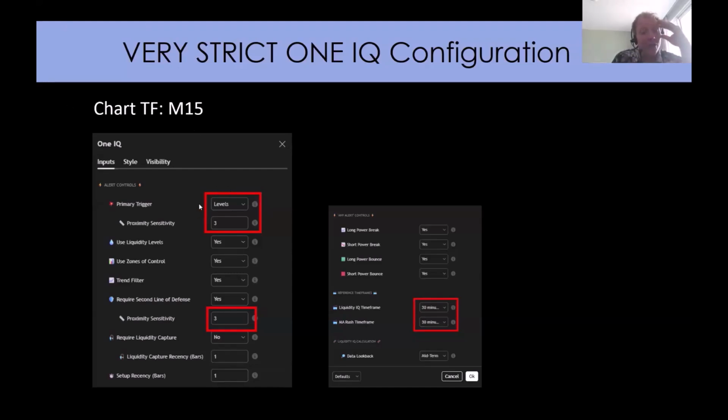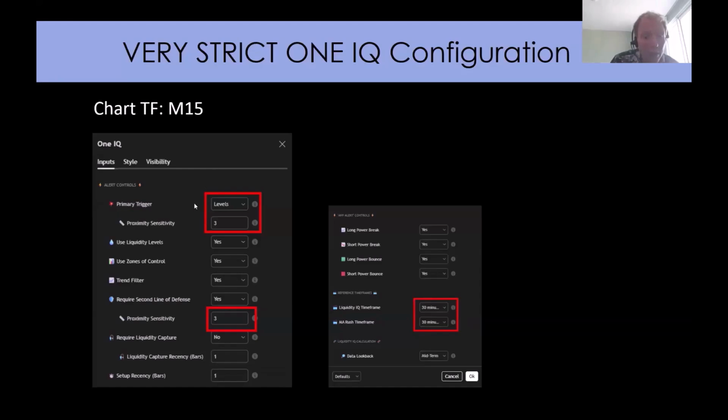Then I configure the primary trigger for the indicator to be a technical level as per Liquidity IQ. And again, it's my personal preference. By default, it could be either a technical level or it could be the zone of control of Volume IQ. I prefer this setup. It looks more clean that way, at least to me. I prefer the primary trigger to be a technical level of Liquidity IQ.